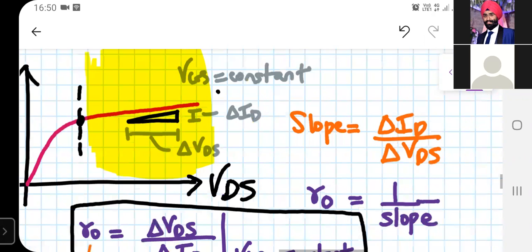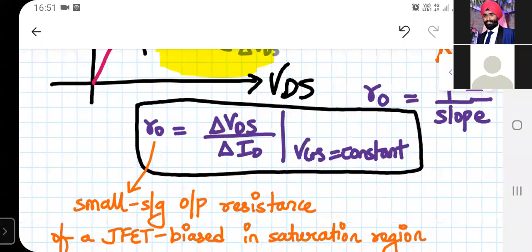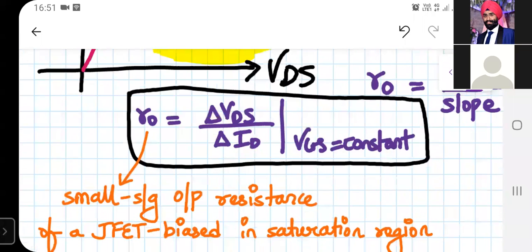And that will be delta ID upon delta VDS. So RO will be 1 upon slope, which will be delta VDS upon delta ID. मतलब current voltage divided by current मतलब resistance हो गया, right? So this RO is called the small signal output resistance of a JFET biased in the saturation region.